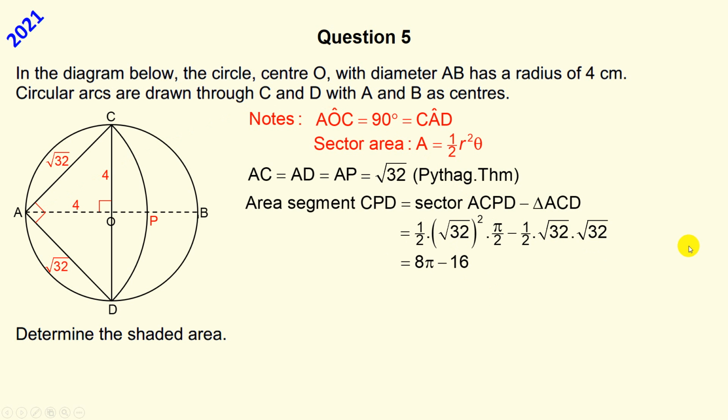And we can go into a calculator. In fact, we don't even need to really. Square root of 32 squared is 32, halved is 16, times pi by 2, and therefore 8 pi. And of course, the triangle simplifies to 16.